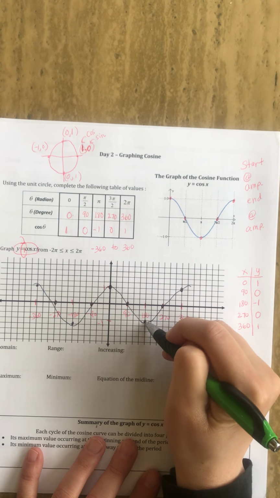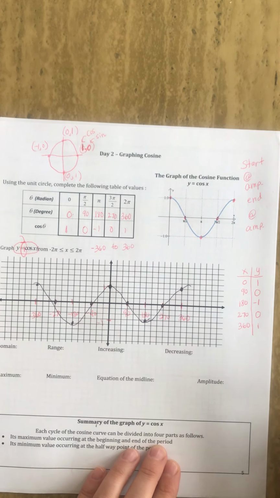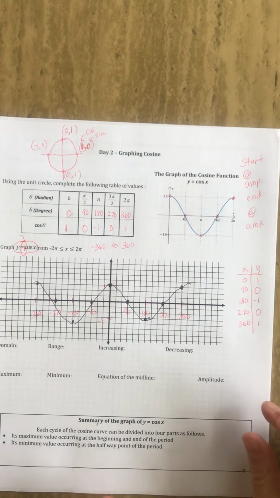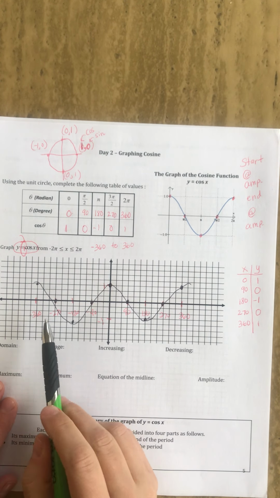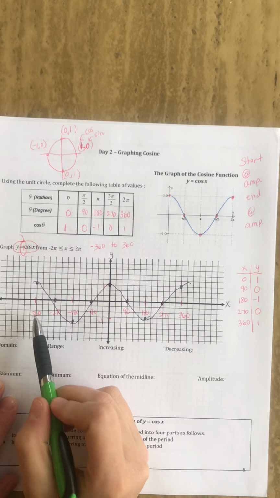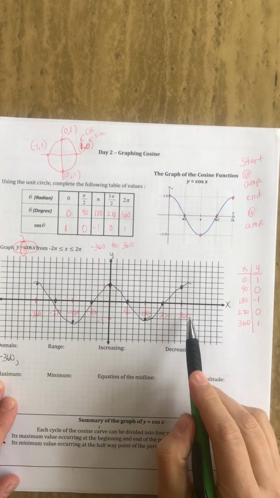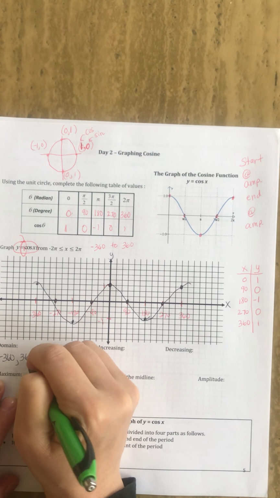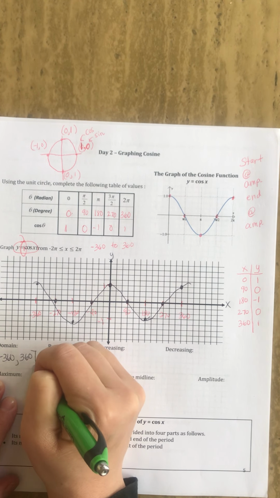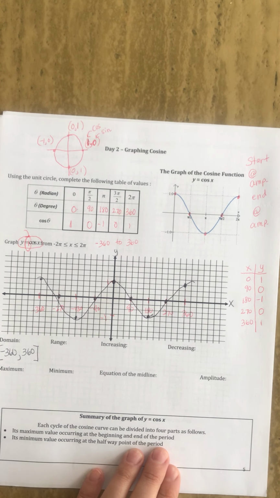Again, make sure that you guys have curve length and that you've plotted your 5 key points each and every time. Okay, the domain, those are my x values. We start at negative 360. You're going from left to right, and we end at positive 360. And make sure that you guys have the bracket because 360 is included in that.